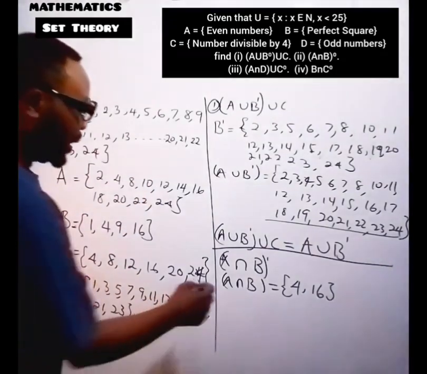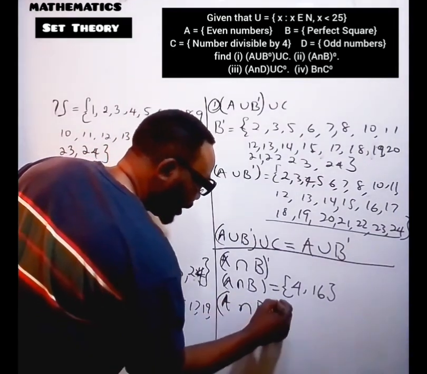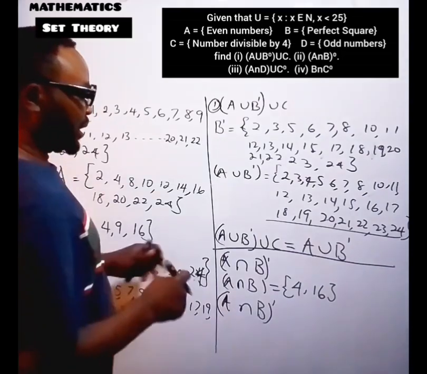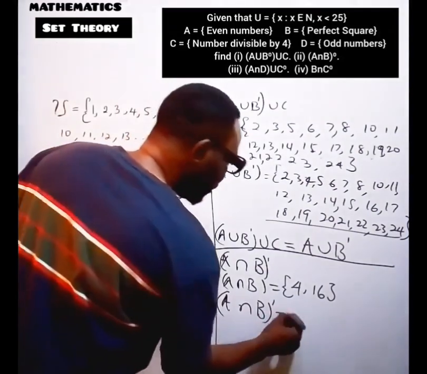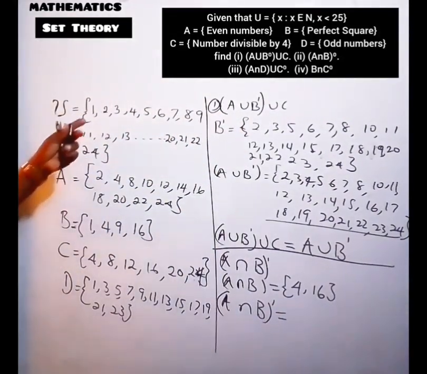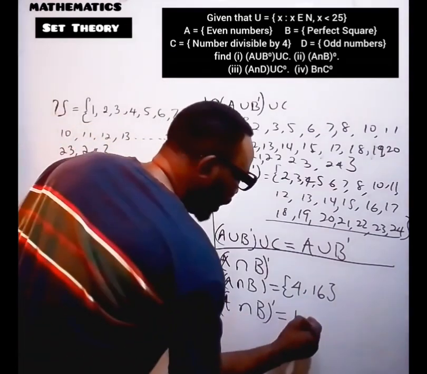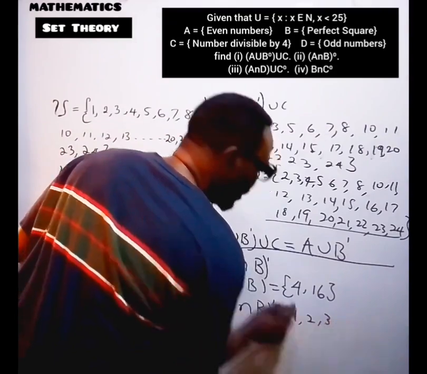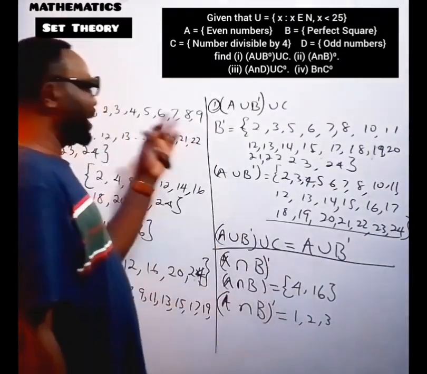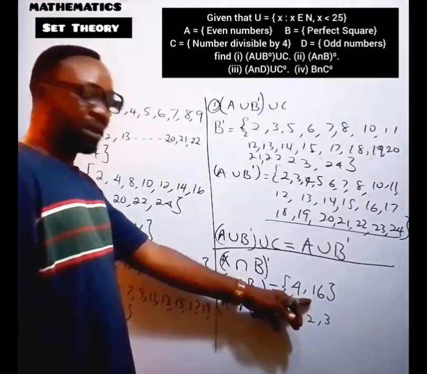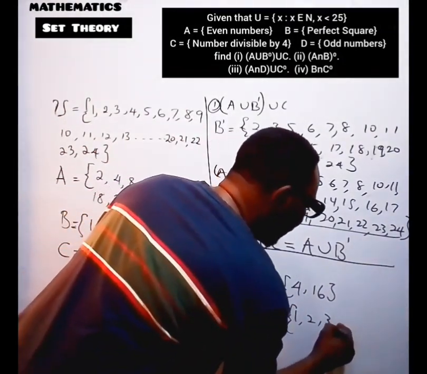Now, A intersection B, put in bracket, complement outside. You can see there's a difference when there's a complement outside. The complement will be equal to, we are dealing with the universal set. 1, 2, 3, 4 is not going to be there, because those will be values inside the universal set that are not here.